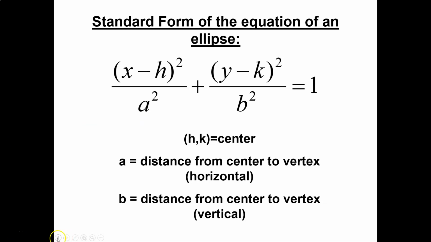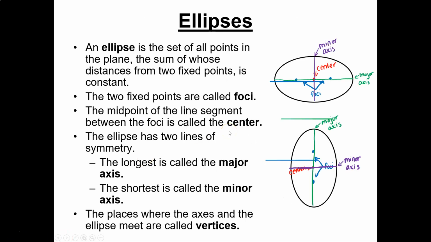Oh, and I forgot, I didn't mark these. We also would call these points right here where the major and minor axis hit the actual ellipse, we call those vertices. There, so all of those points would be our vertices.